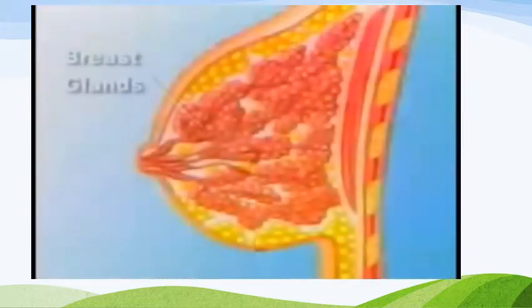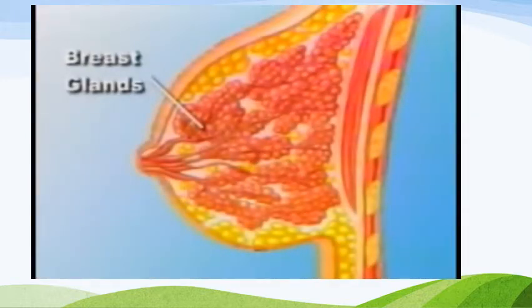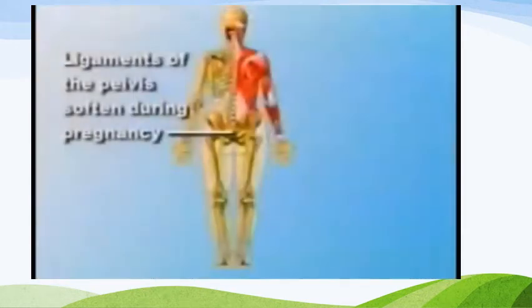There are changes in the breast tissue. The breast glands begin to get ready to produce milk. And there are changes in the ligaments that hold the bones together. The hormones cause softening of the ligaments that allow some movement of the bones in the pelvis to allow more room for delivery.